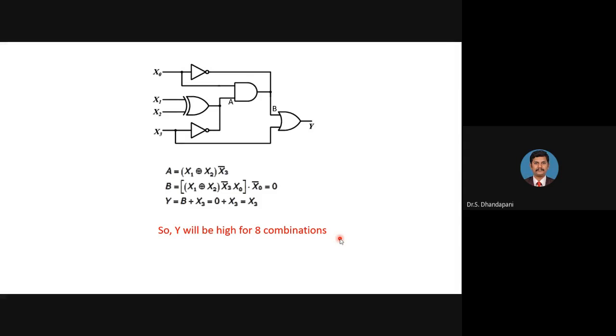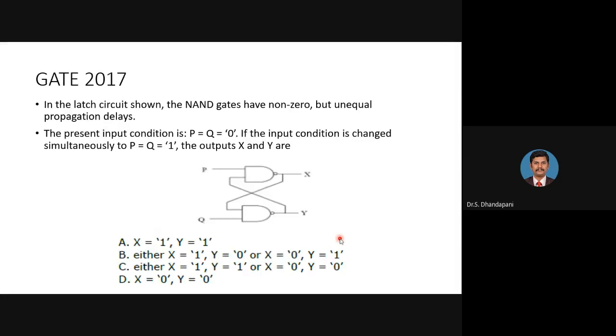It is a tricky question. Another interesting question from GATE 2017. The NAND gates have non-zero, unequal propagation delays. The present input condition is P equal to Q equal to 0. That means presently we have P equal to 0, Q equal to 0. Then we are changing the value of both P and Q to 1 simultaneously. So what will be the value of X and Y? This is the question. Again, this is also a tricky question.